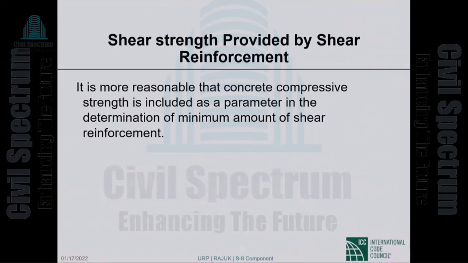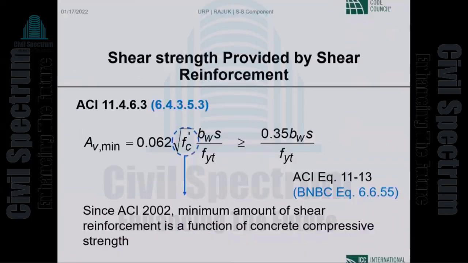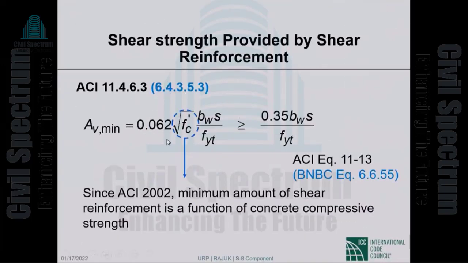So it is more reasonable that concrete compressive strength is included as a parameter in determination of minimum amount of shear reinforcement. So this is now the expression. It has square root of f sub c prime in it. This is A sub v minimum. Something close to the previous expression is now the lower bound. So since 318-02, minimum amount of shear reinforcement is a function of concrete compressive strength. So A sub v minimum is given by this expression, except that it shall never be less than that, irrespective of concrete strength.